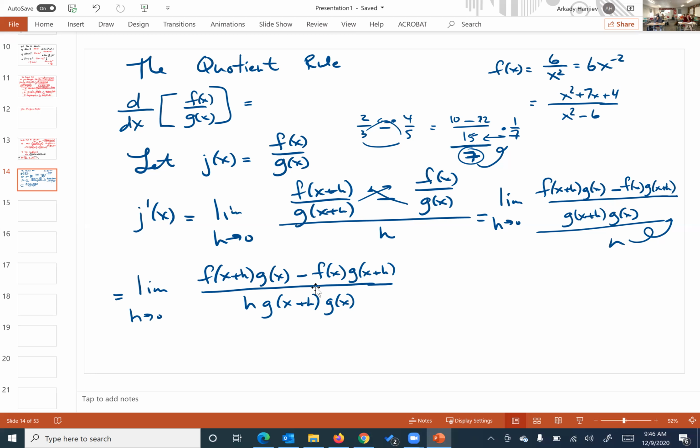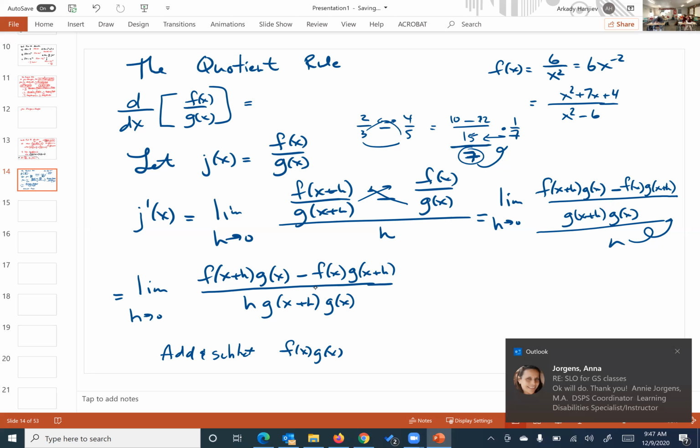Okay. Awesome. Okay, the stroke of genius. You guys ready? The stroke of genius is add and subtract f of x and g of x. There's your stroke of genius.